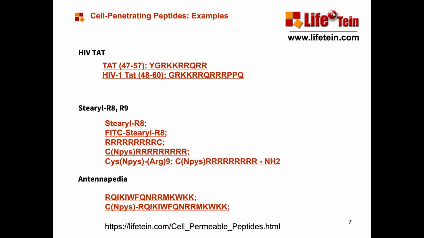Here are a few examples of the CPP. The most famous examples are HIV TAT sequences. The TAT peptide is arginine-rich and can directly penetrate the plasma membrane and stabilize DNA. Another example is the arginine-rich peptide R8 or R9. We can add stearic acid to the N-terminus. Stearic acid is a saturated fatty acid with an 18-carbon chain. If you would like to do live cell imaging, we can add fluorescent dyes such as FITC, Alexafluor, or Cy-dye to the N-terminus or C-terminus. I will get to the details.